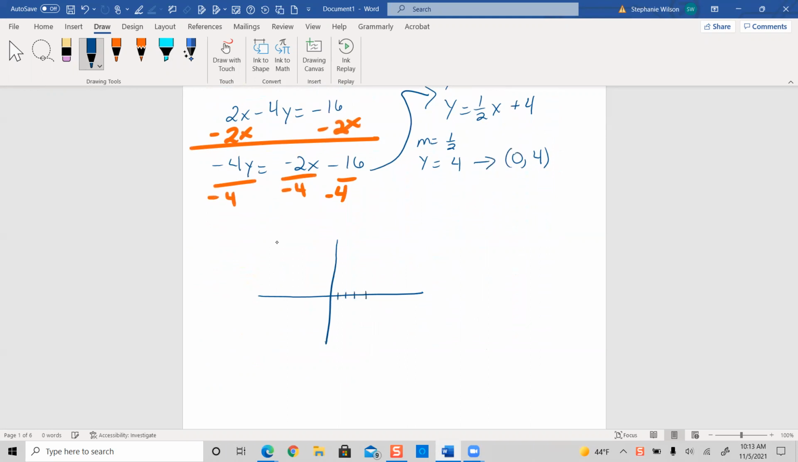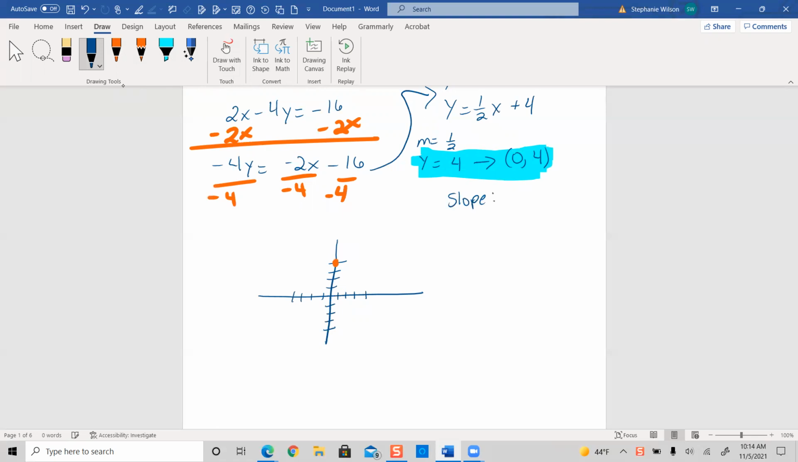1, 2, 3, 4. 1, 2, 3, 4. Okay, so the first thing I'm going to do is plot the y-intercept. So let's go plot it. And the y-intercept is 0 for x, so it's all up and down this line. Positive 4 for y, so we're going to go 1, 2, 3, 4 right here. And that's my y-intercept. So from here, I can plot my slope.